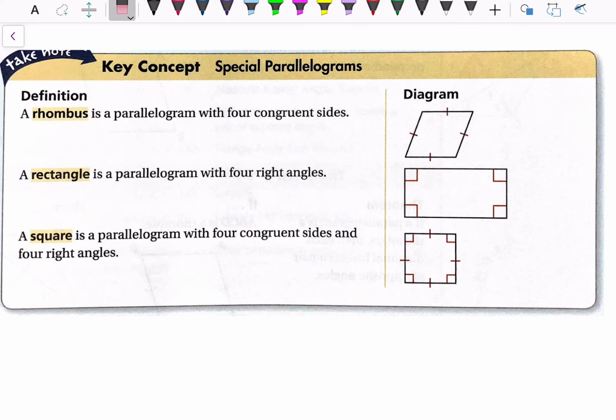A rhombus is just a parallelogram with four congruent sides. A rectangle is a parallelogram with four right angles. And a square is a parallelogram with four congruent sides and four right angles. So a square actually falls under the category of a rectangle and a rhombus.